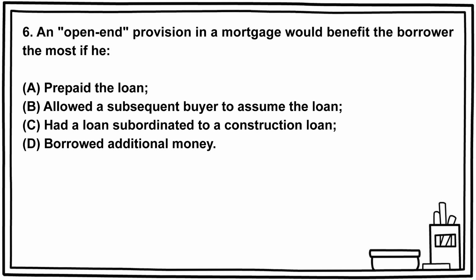6. An open-end provision in a mortgage would benefit the borrower the most if he: A. Prepaid the loan. B. Allowed a subsequent buyer to assume the loan. C. Had a loan subordinated to a construction loan. D. Borrowed additional money.